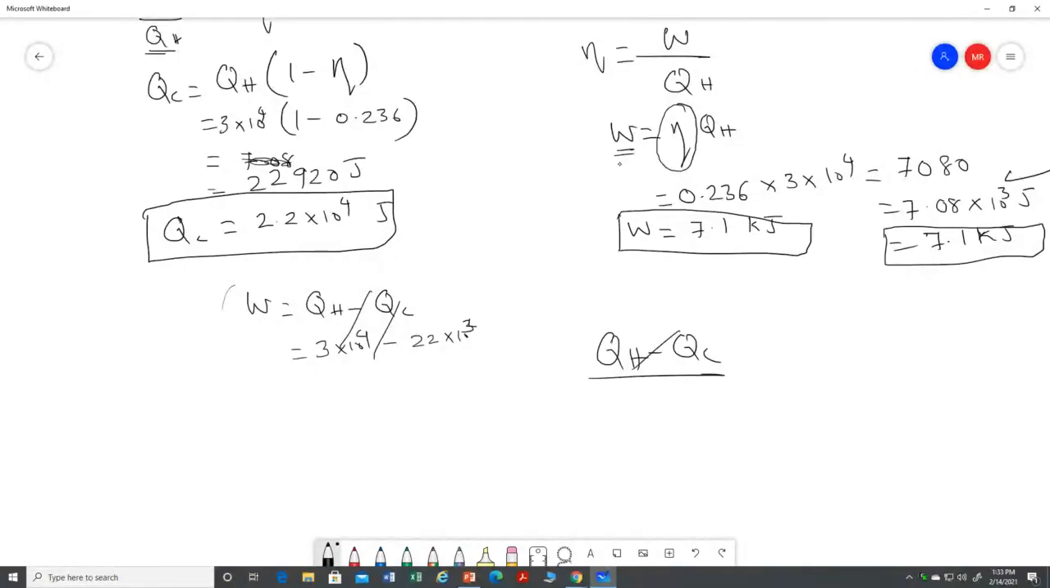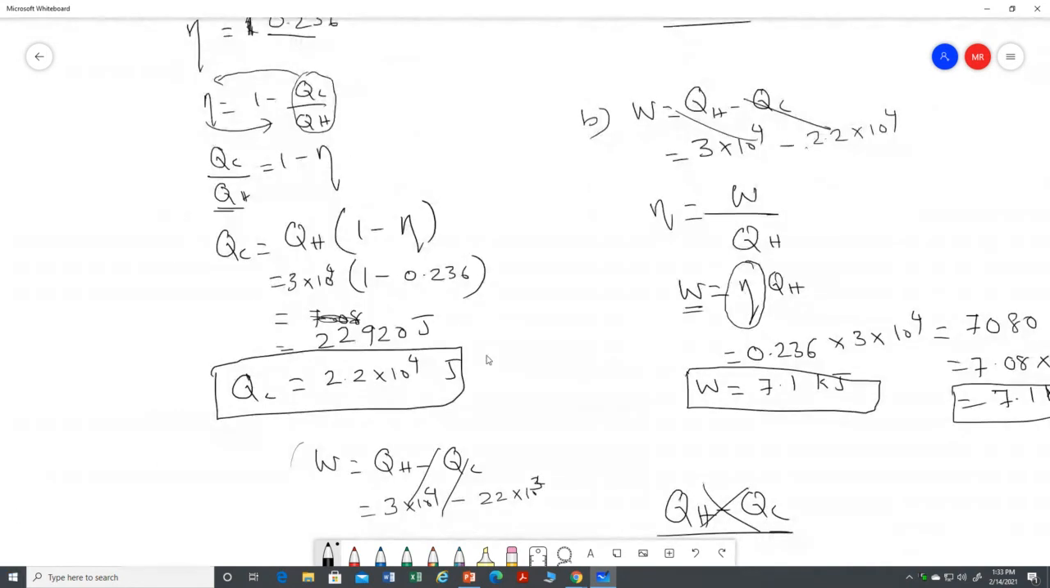Is it possible? It's not possible because you have to use the efficiency here. Without using this efficiency, how can you find the work done? Because this efficiency is a part of the calculation. Am I right? Doctor, in the previous example, you solved, I think, like that.